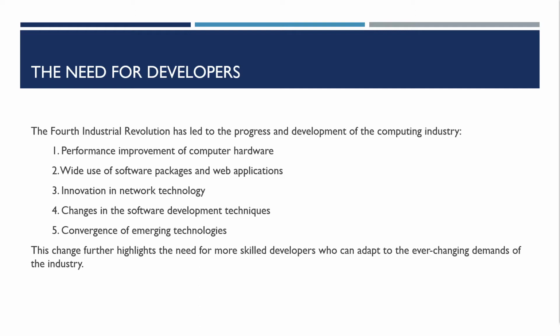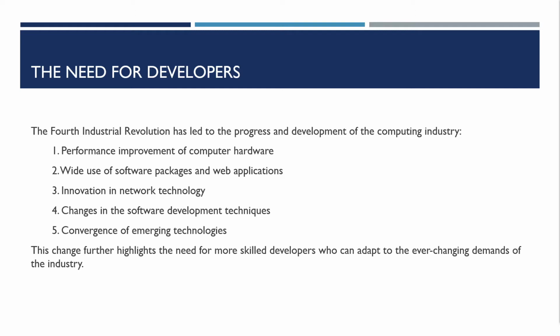First would be the performance improvement of computer hardware. Second would be the wide use of software packages and web applications. Third, innovation in network technology. Fourth, changes in the software development techniques. And then five, convergence of emerging technologies. So first in the list would be the performance improvement of computer hardware.